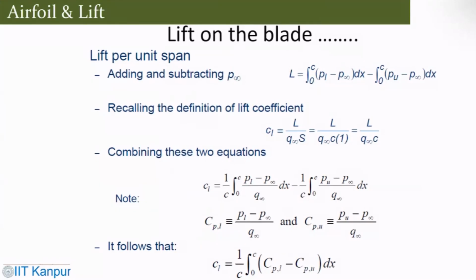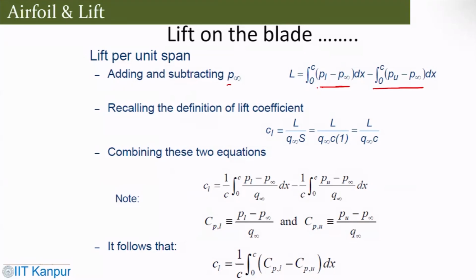Lift per unit span. So adding and subtracting P infinity, there is some kind of algebraic manipulation that one can do. And what you can do is that, the integral from 0 to C of (P_L minus P infinity) minus (P_U minus P infinity) dx.